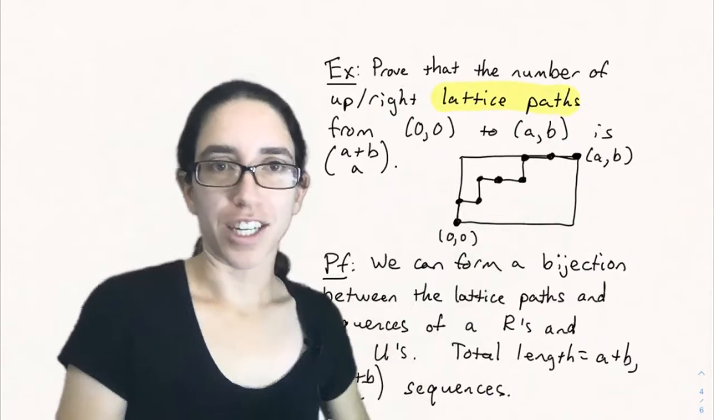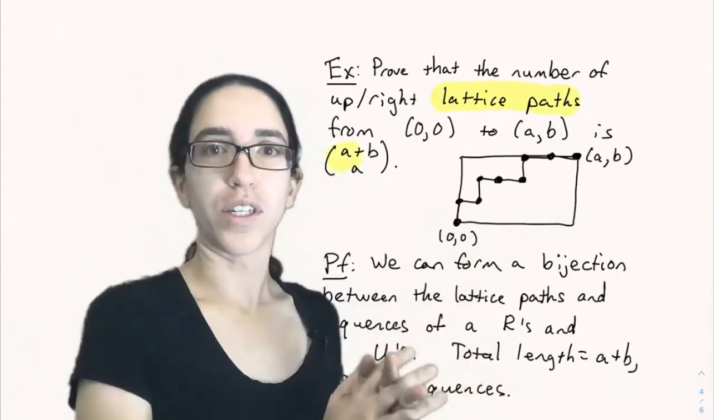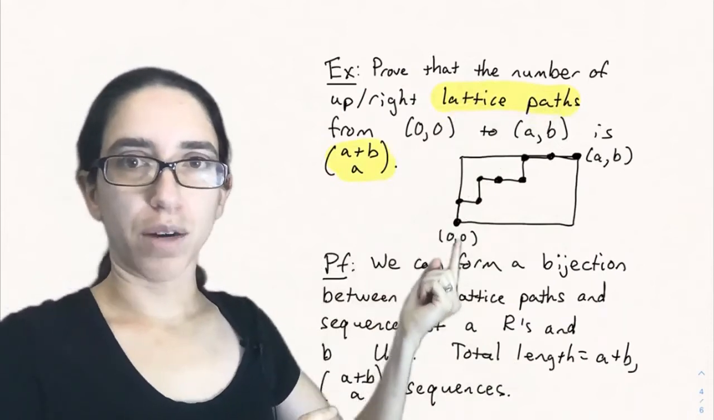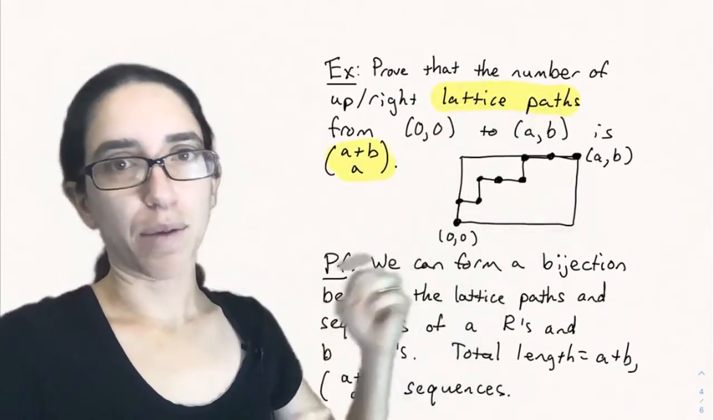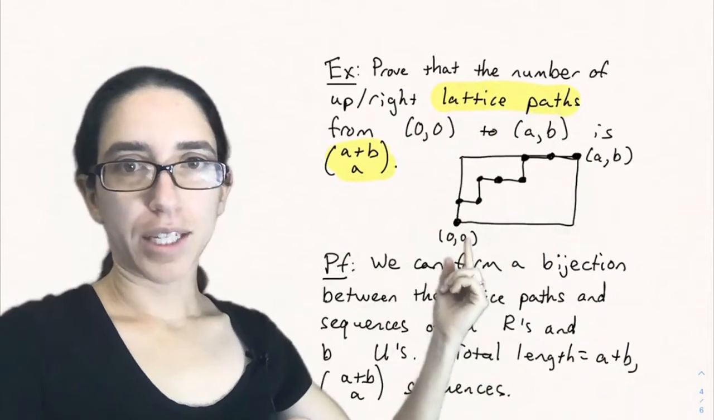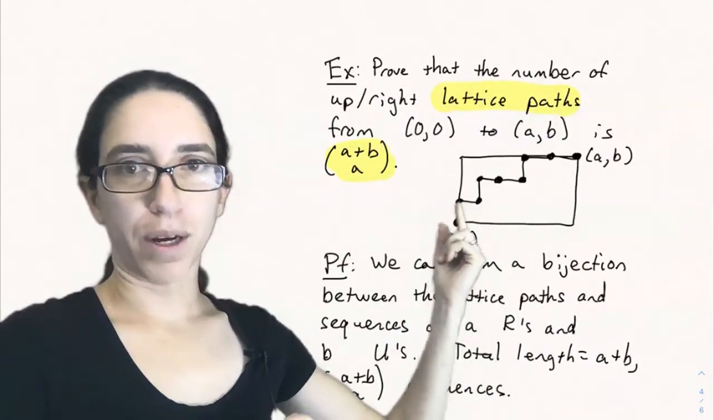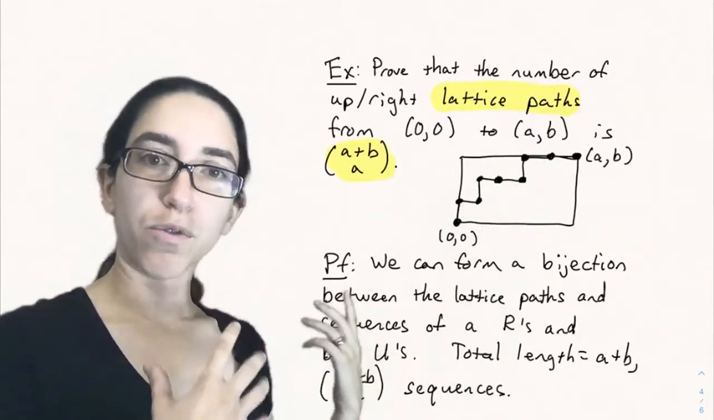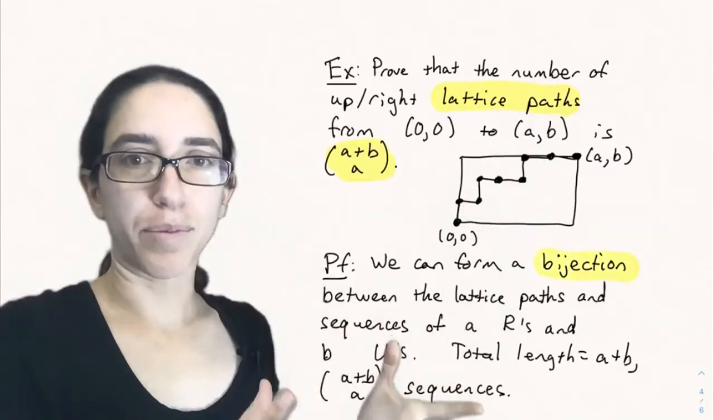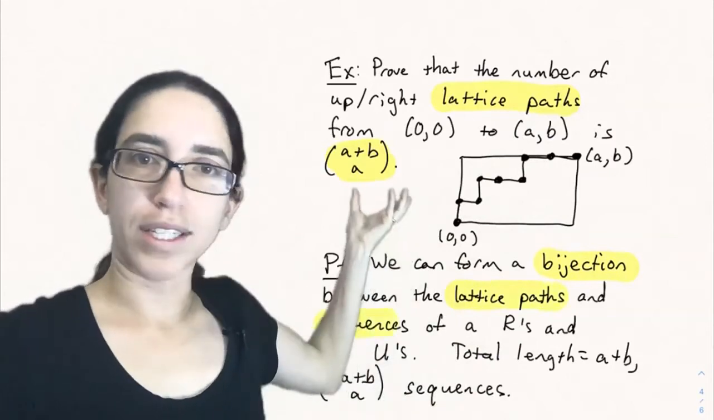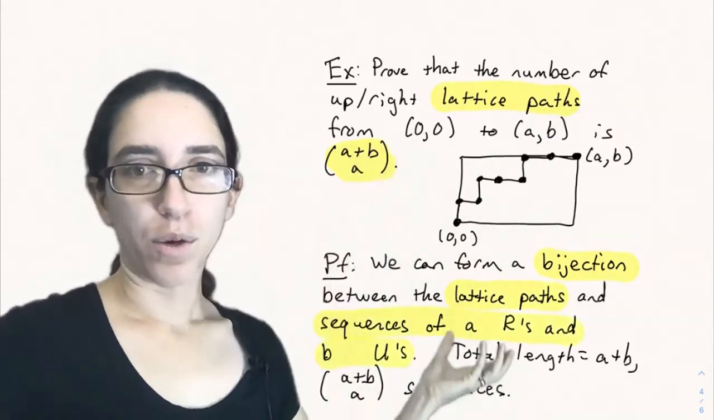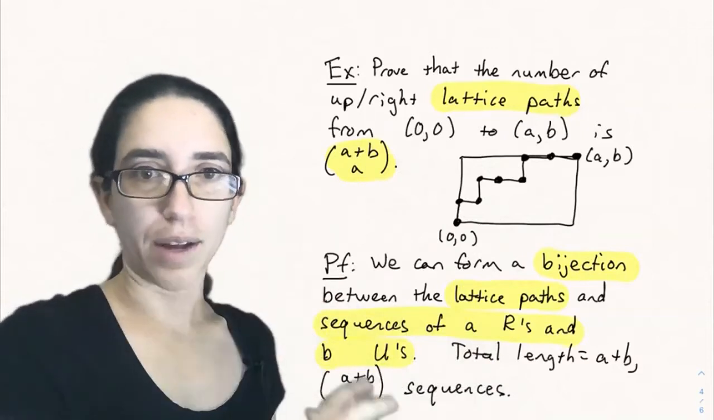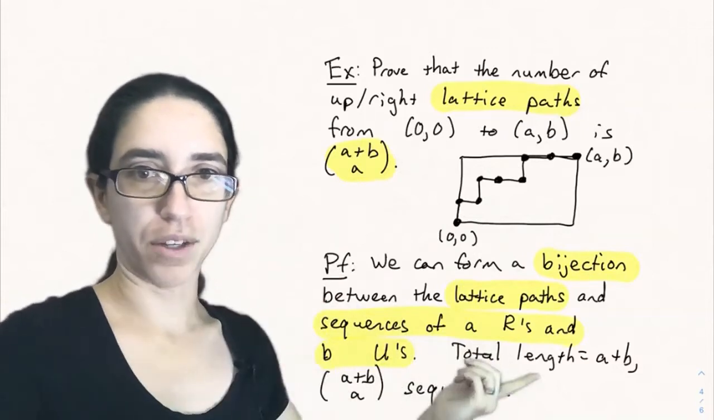Here's an example of bijection we've sort of seen, and now let's put it in bijective terms. Prove that the number of up and right lattice paths from 0, 0 to A, B is A plus B choose A. So a lattice path consists of going either up by one or over by one at every step. And the proof here is we can form a bijection between the lattice paths and something we know is counted by A plus B choose A, which is sequences consisting of A symbols R and B U's. R means right and U means up.